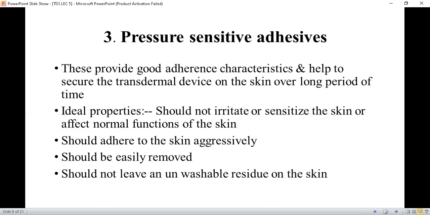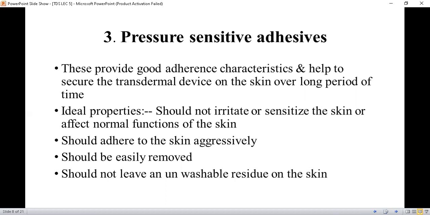Third, pressure sensitive adhesive. Adhesive means those substances which are going to be added on your skin and stick on your skin. Those substances are called adhesive substances. These provide good adherence characteristics and help to secure the transdermal device on the skin over a long period of time. Because if the adhesiveness of the component is weak, after application it may fall off from the skin and that would result in an incomplete drug therapy. Therefore, the adhesiveness property must be suitable.